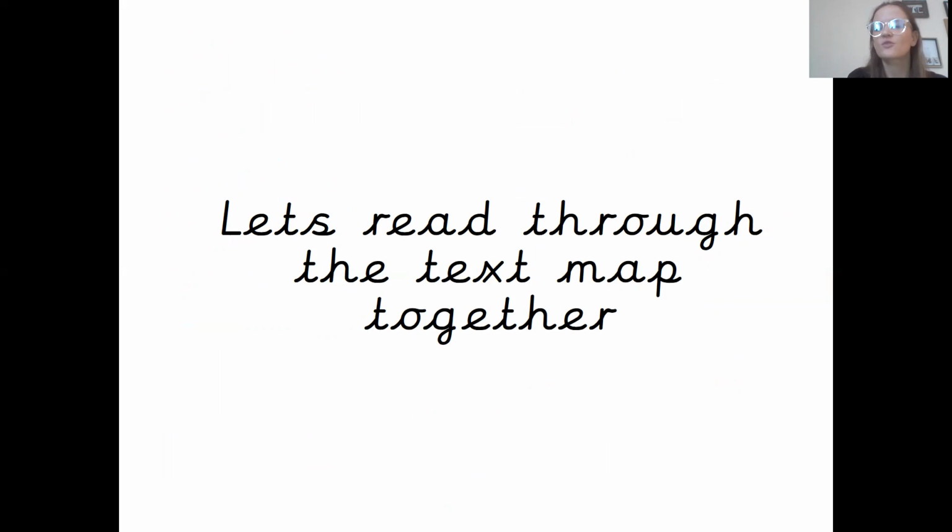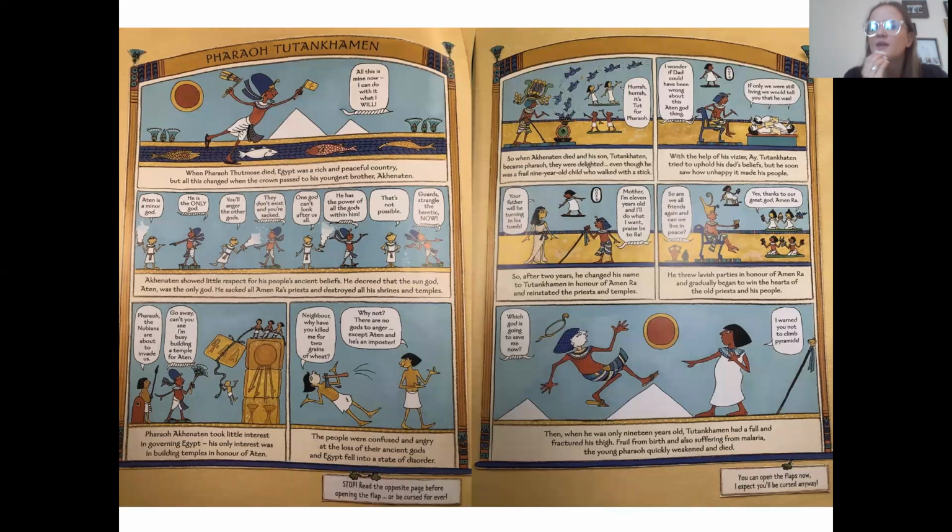Now let's read through our text map together. Our text map, obviously the title says Pharaoh Tutankhamun. When Pharaoh Tutmos died, Egypt was a rich and peaceful country. But all this changed when the crown passed to his younger brother, Akhenaten. All this is mine now. I can do with it what I will.